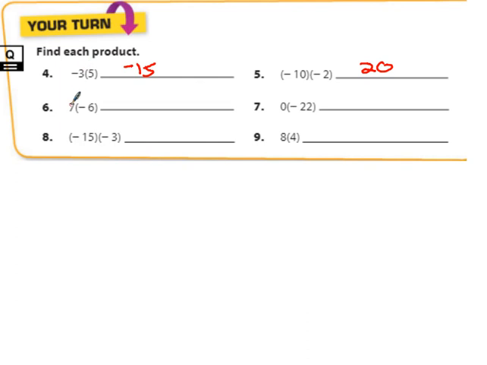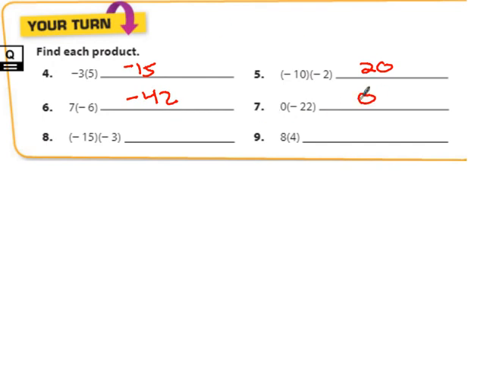Number 6, 7 times negative 6. Positive times negative is always negative. 7 times 6, 42. So it doesn't matter about keeping the sign of the bigger number. That's only for addition and subtraction. I know a lot of people get mixed up with that because I have positive 7. There's more positives than there are negatives. For multiplication, it does not matter. Positive times a negative, always negative.